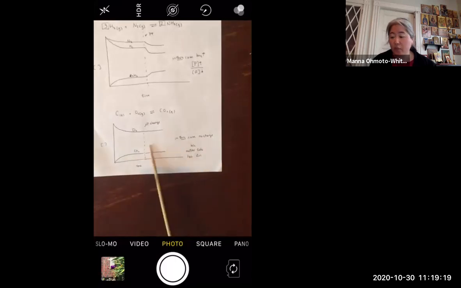I can have a situation in which my pressure change doesn't result in anything. Here I have solid carbon plus oxygen gas creating carbon dioxide gas. I have 1 mole of gas on the reactants, 1 mole of gas on the products. So any change in pressure, either increasing or decreasing it, is not going to have any effect because there's not a change in the number of moles of gas from one side to the other.